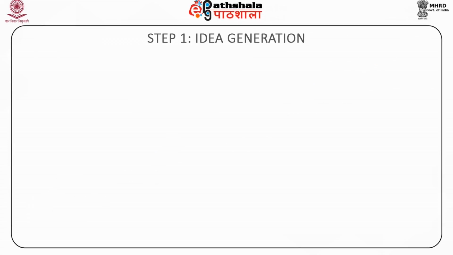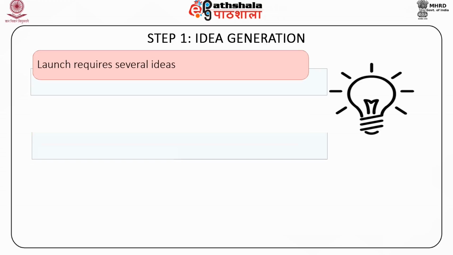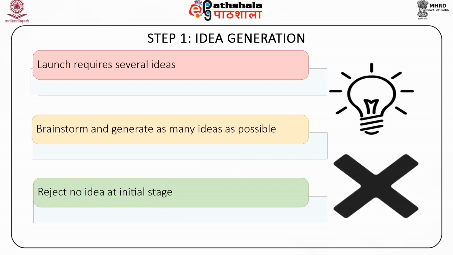Now let us look at each step individually. Step 1 is idea generation. The launch of a new product requires several new ideas. The aim should be to brainstorm and generate as many ideas as possible without rejecting any at initial stage. Firms may employ many sources for idea generation, which will be discussed in detail.